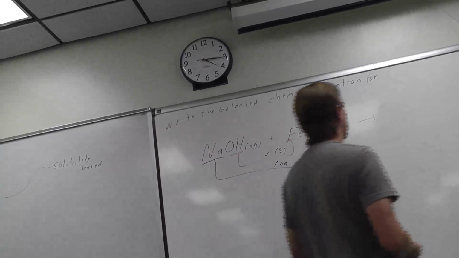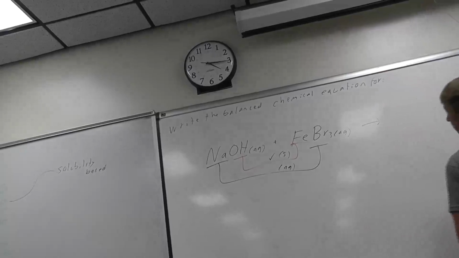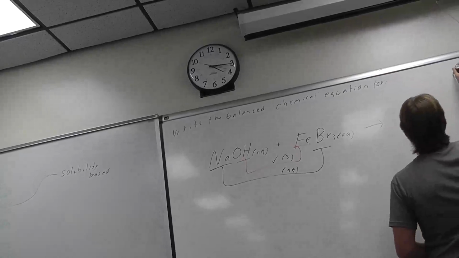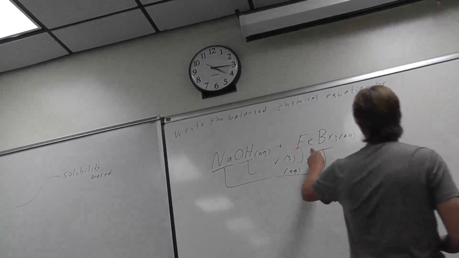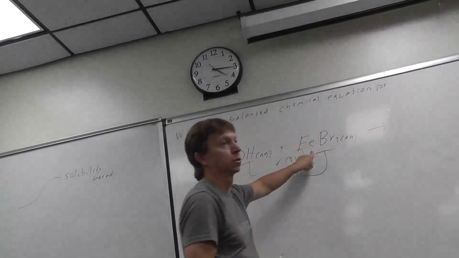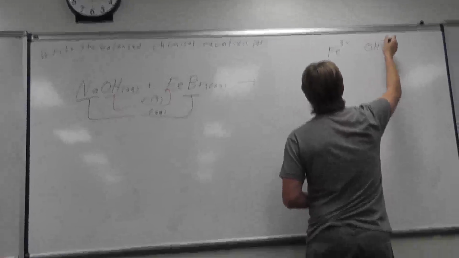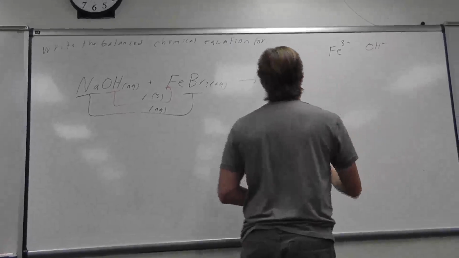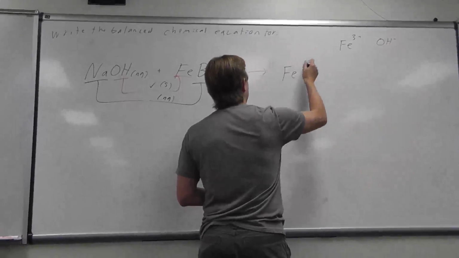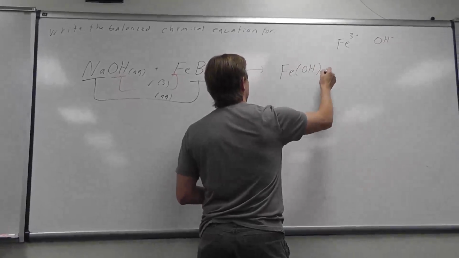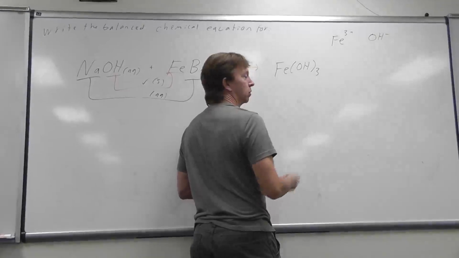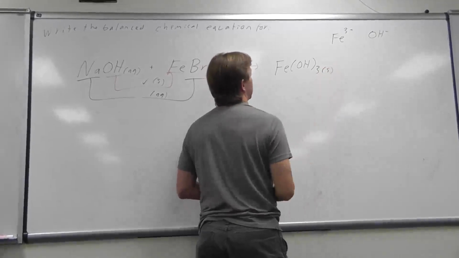So we know there's going to be a reaction, and so now we get into forming out the compounds. What's the charge of iron in this particular instance? 3. And if the iron's a plus 3 and it's bonding hydroxide, which is minus 1, then electrically that has to be Fe(OH)3, which we already decided is a solid.